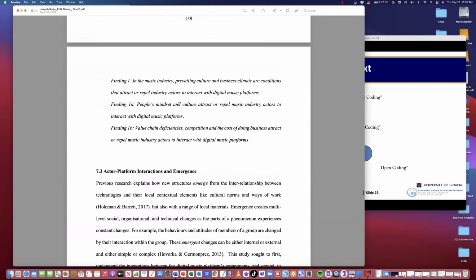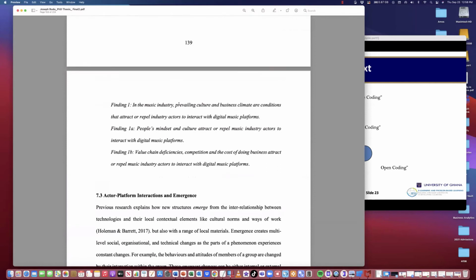Who has another question? Aha, so these are the conclusions. Look at it. Finding one. In the music industry, you see where it has come, because he wanted to show two things. Prevailing culture and business climate are conditions that attract or repel industry actors to interact with this music platform. That's finding one. But because he saw differences, he wants to show the difference. Finding 1A: people's mindset and culture attract and repel industry actors to interact with this music platform. And finding 1B: value chain deficiency and competition and cost of doing business attract and repel.